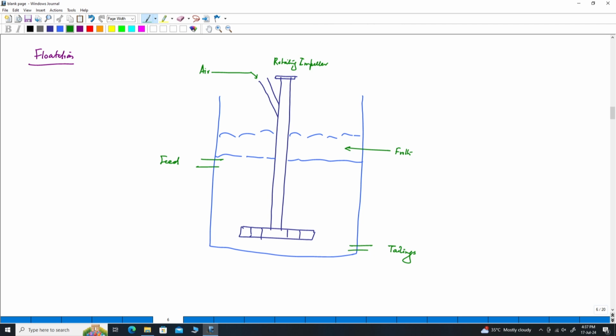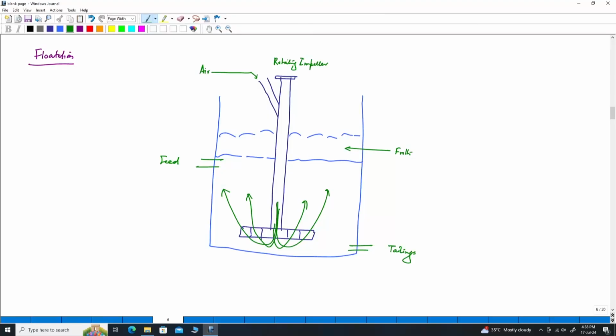Now what really is happening is this impeller is pulling out air, and we have feed materials that are already fed into the bath. The impeller is charging the air into the bath, and it's rotating. So the air bubbles are generated, and these air bubbles are picking up the raw materials along with them and reaching the surface.